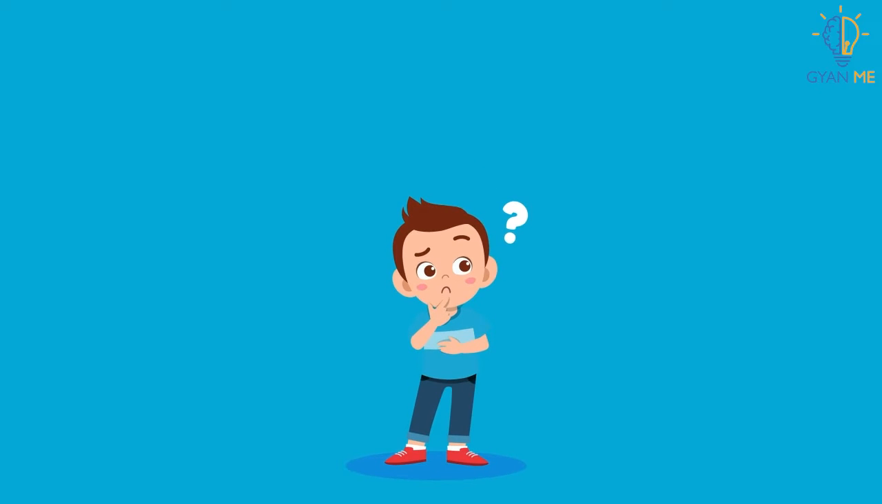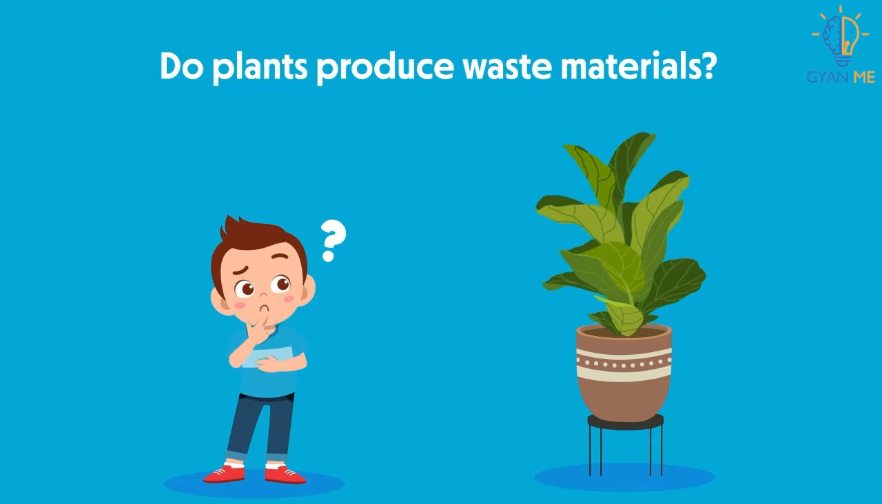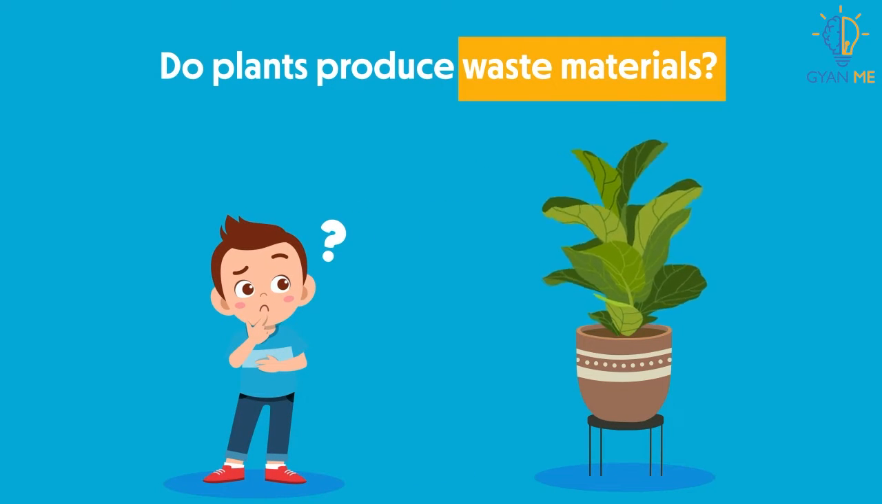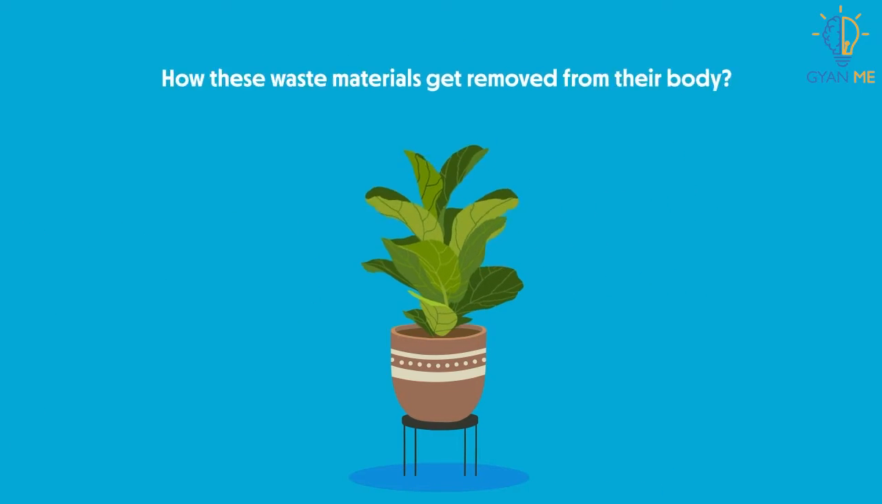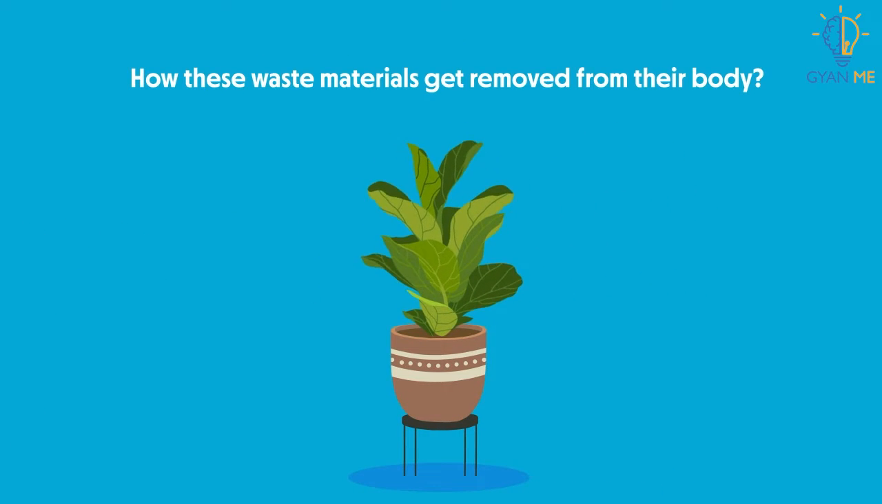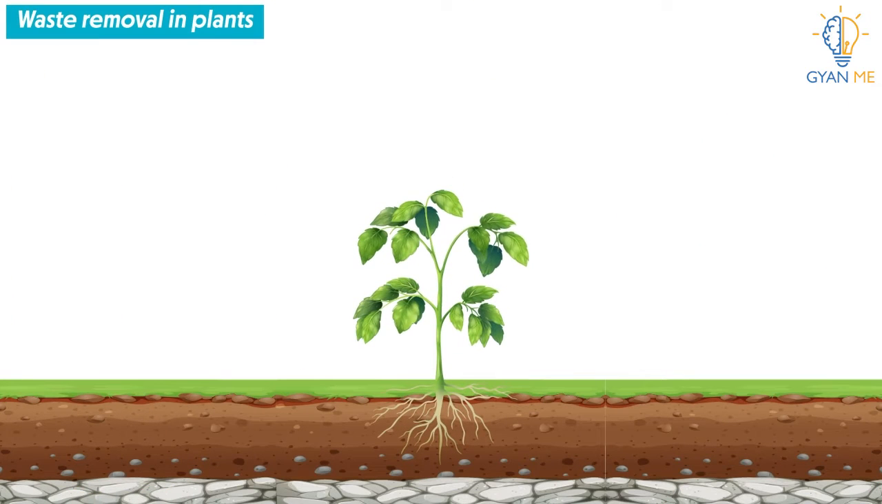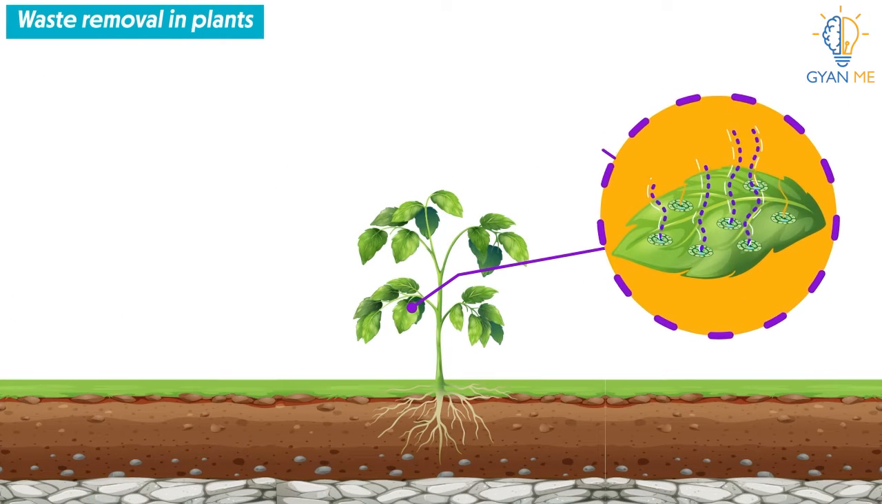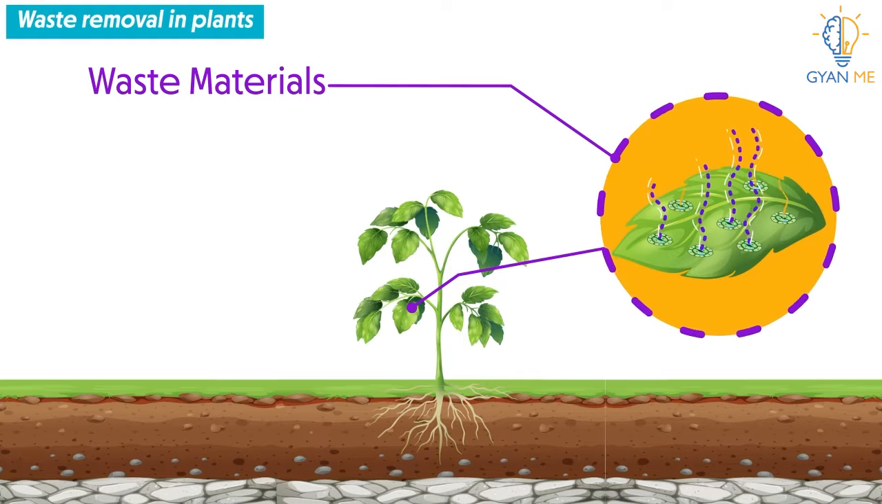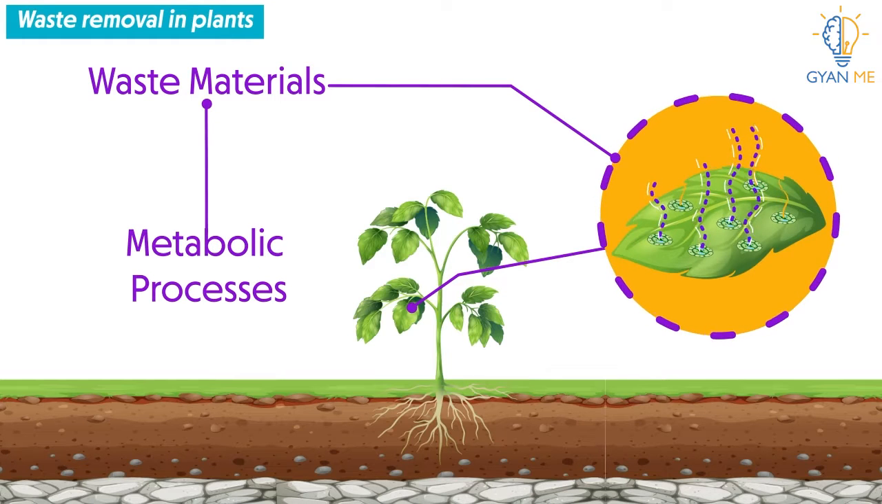Students, but have you ever thought, do plants produce waste materials? And if they do, then how do these waste materials get removed from their body? Plants, like all other living beings, produce waste material since they also carry out metabolic processes.